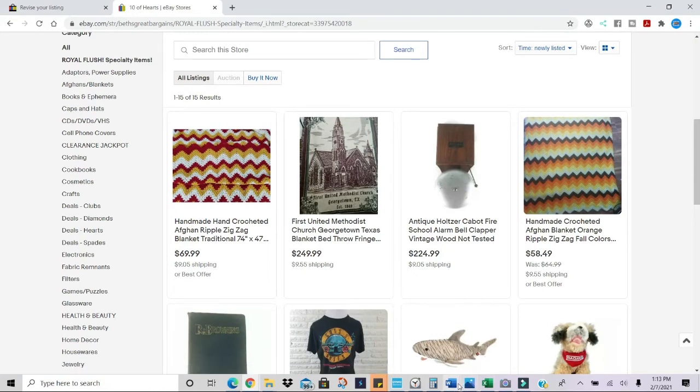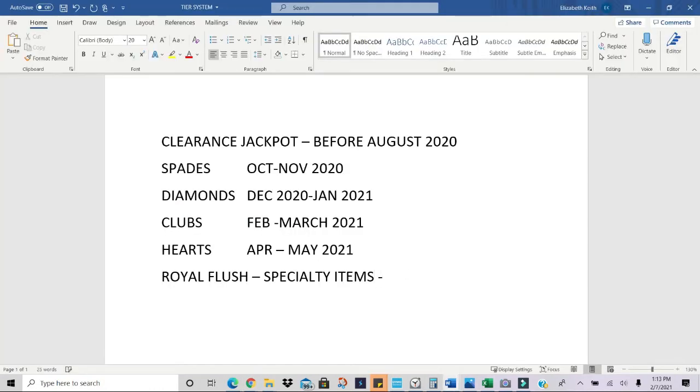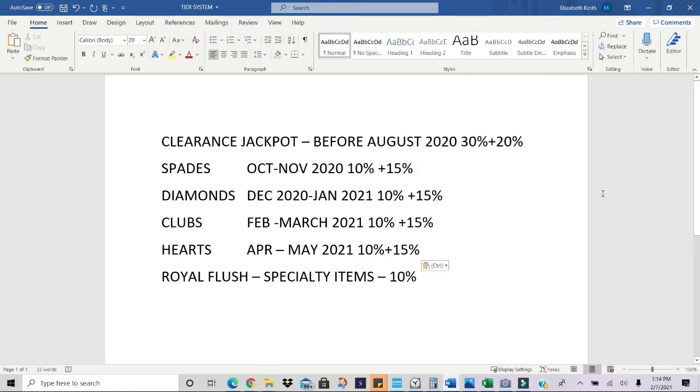So what I do is when I run my sales, these also are always listed at 10% off. So I'm going to just go ahead and put that right here so you can see. So this is how my sales look. I actually only have to run 2 sales at a time: my 10% under spades, diamonds, clubs, hearts, and royal flush, and my clearance jackpot. Whereas before, each one of these tiers had a higher discount, so I was having to run like 4 or 5 sales at a time, and that was a real drag. I am going to be recording a video next week showing you how I schedule my sales.